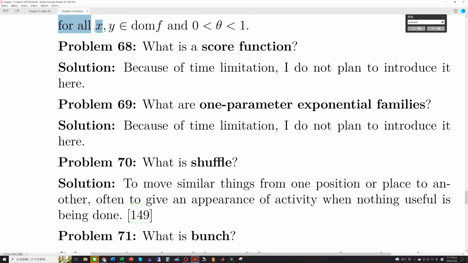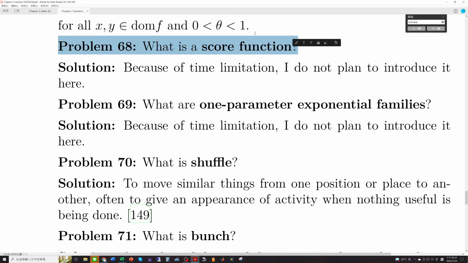Okay, for all x, y in the domain of f and 0 is smaller than theta, theta is smaller than 1. Okay. So next, let us see problem 68. What is a score function? Why do we need to know what is a score function? Let us search for the first time.